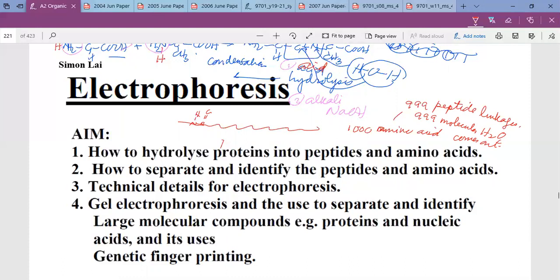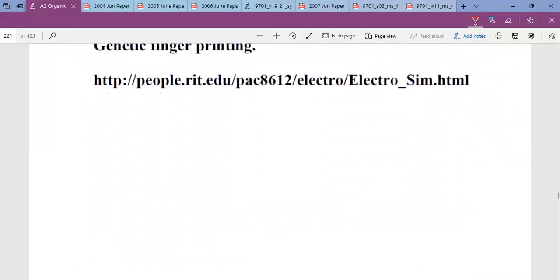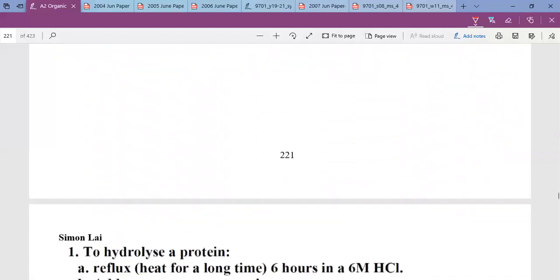The idea is to separate and identify. The products can be peptides, dipeptides, tripeptides, and also individual amino acids. Remember, this is the monomer, this is the dimer, trimer, and so on. I talked about the technical details already, you can read up yourself. Now I'm going to go straight to the main point. We can go through this later.